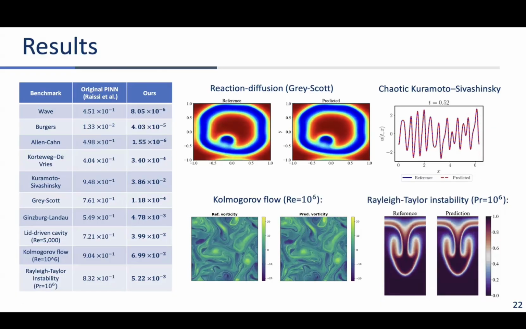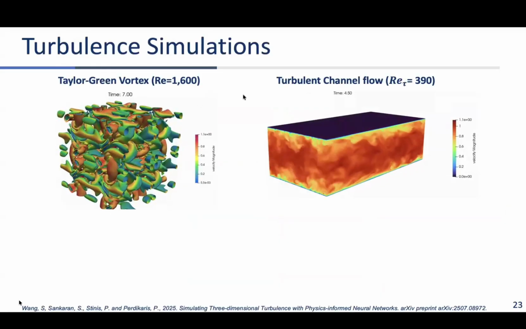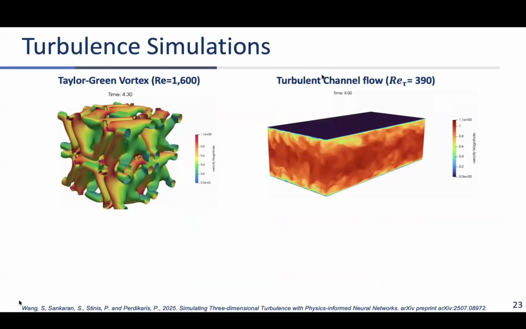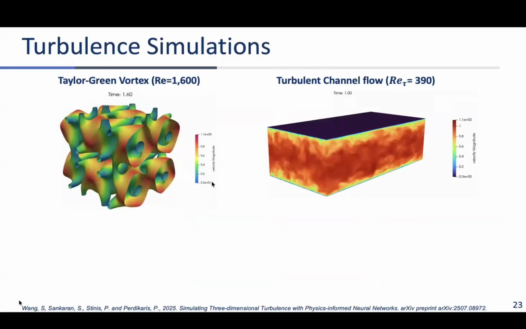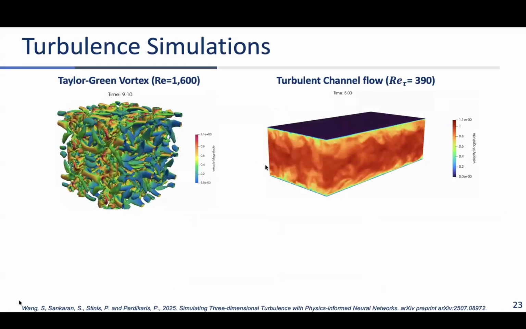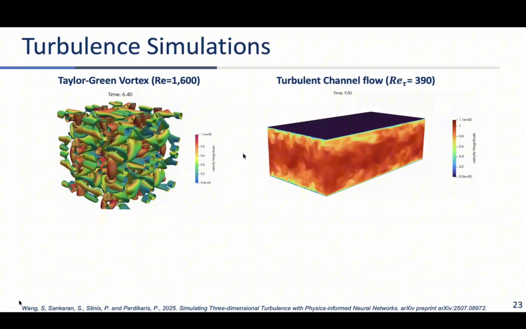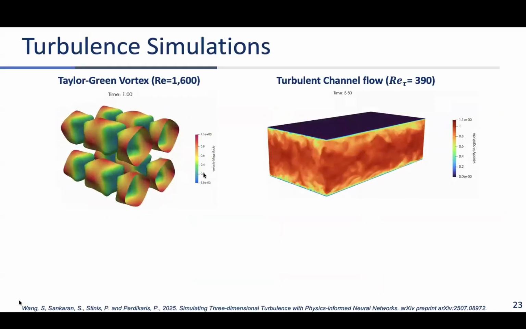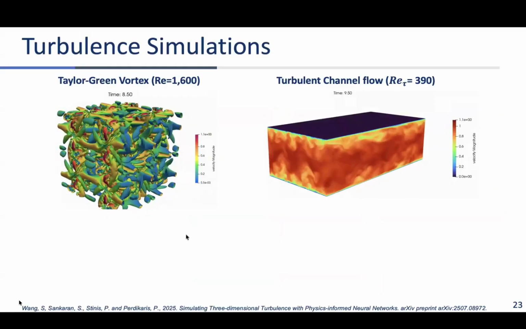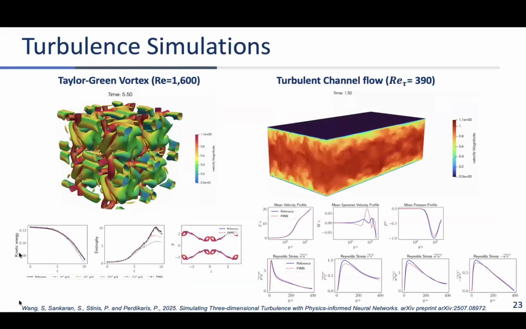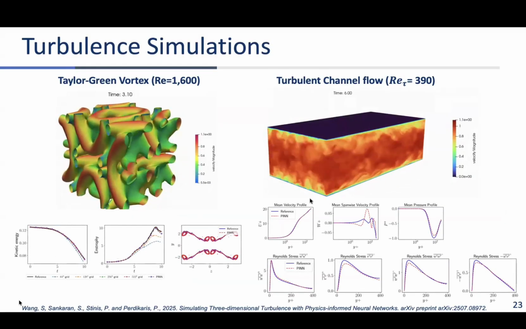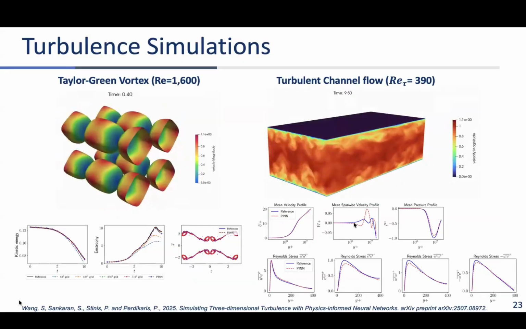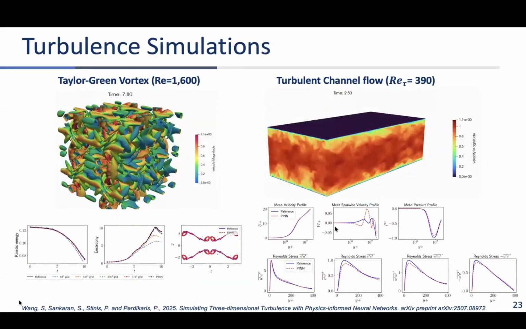As another highlight, I want to demonstrate PINNs' potential in turbulence simulations. Here I consider two canonical benchmarks, the Taylor-Green vortex and the inhomogeneous flow, the turbulent channel flow. Those animations you see are purely done by PINNs without any numerical measurements, except for fitting the initial conditions. And what's more important is that PINNs can also reproduce the key turbulence statistics, for example the kinetic energy, enstrophy, also the mean velocity profile, pressure profiles, as well as the Reynolds stresses.